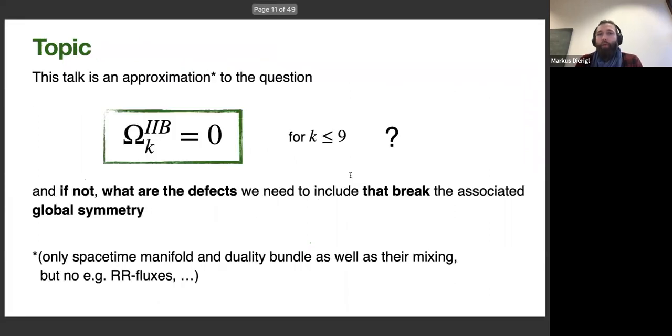So the topic of this talk will be, well, is the bordism group of type 2b in dimension k, with k smaller or equal to 9, trivial? And if not, what kind of defects, what kind of objects do we have to include in order to allow for these deformations to nothing, that then in turn can be interpreted as a breaking of the associated global symmetries?